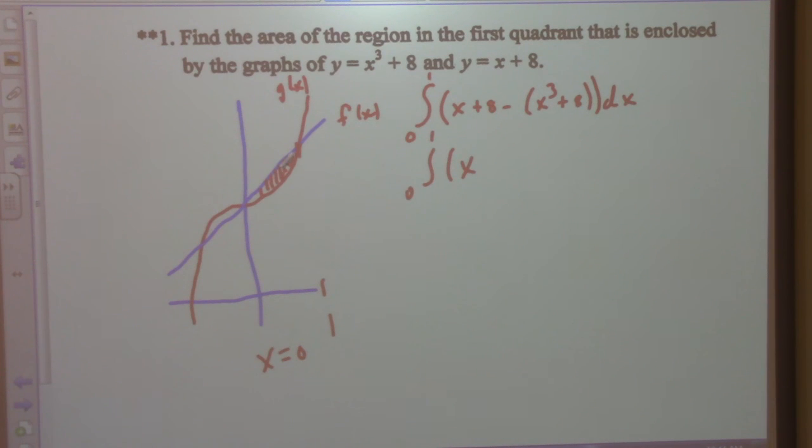And you can see that if we translated both of these down, in fact, that's a trick you can do sometimes. If you can translate down to the origin, sometimes you can make it simpler. So we have x minus x cubed dx. So now we've reduced this thing to a simple definite integral problem, right? Or at least about as simple as we can have it be.